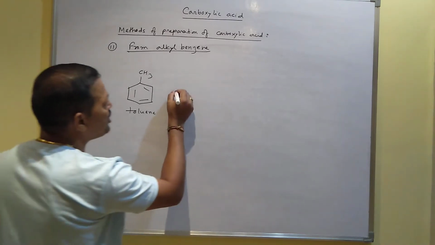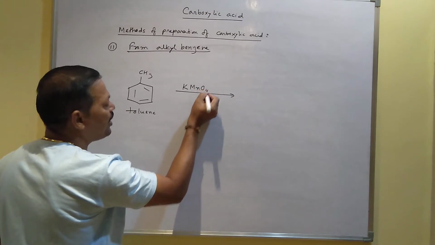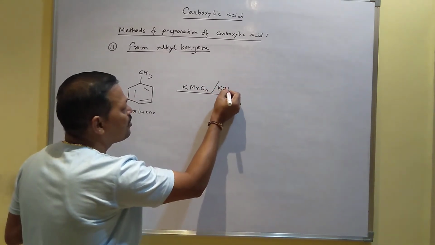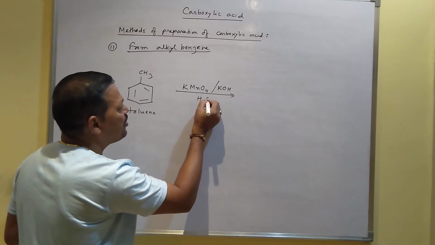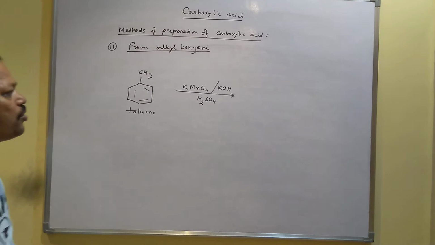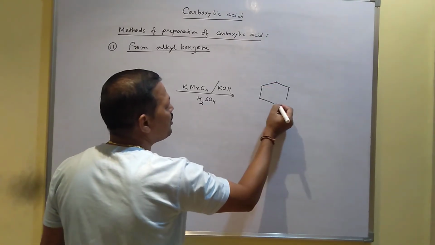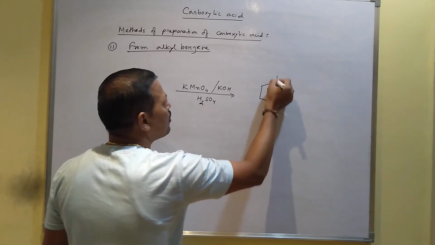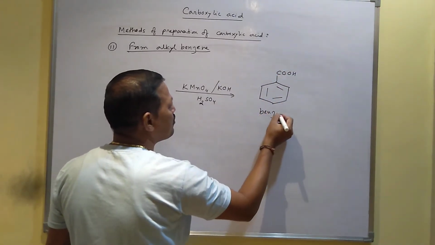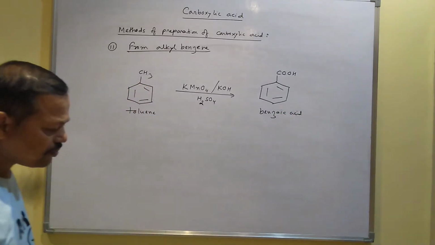when you do oxidation in presence of a strong oxidizing agent, potassium permanganate and potassium hydroxide, followed by sulfuric acid, then this alkyl group undergoes oxidation and it will convert to carboxylic acid like this. You will get benzoic acid.